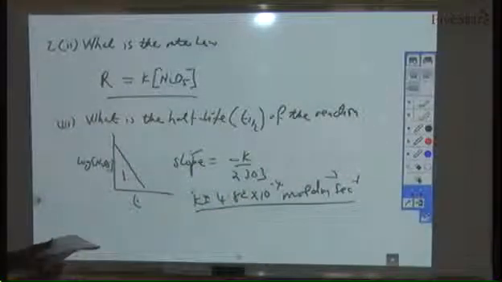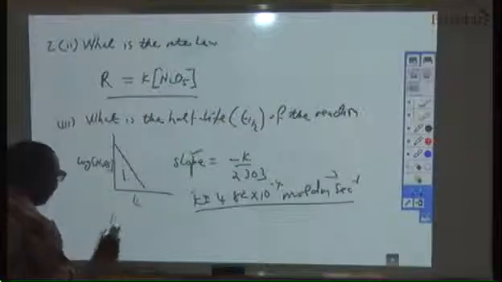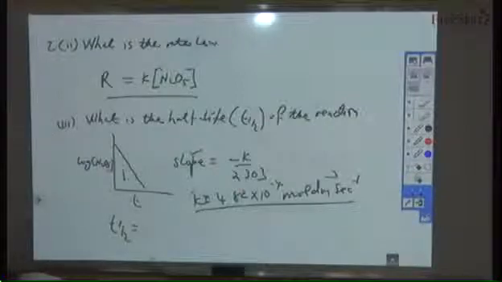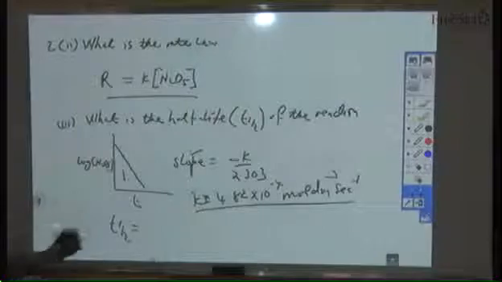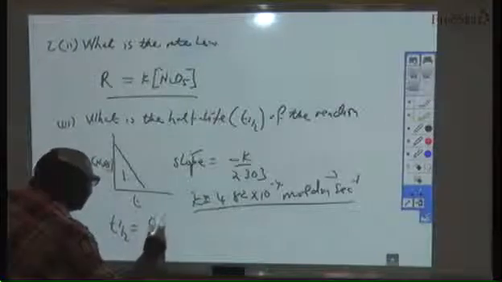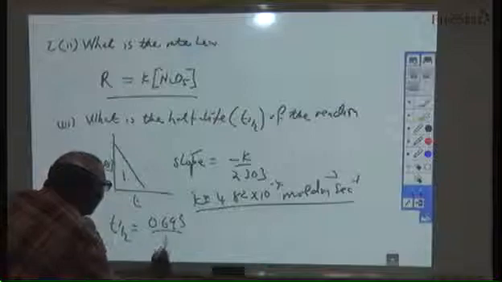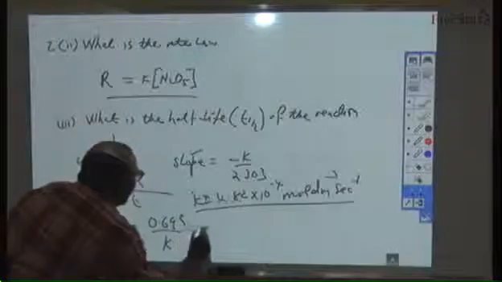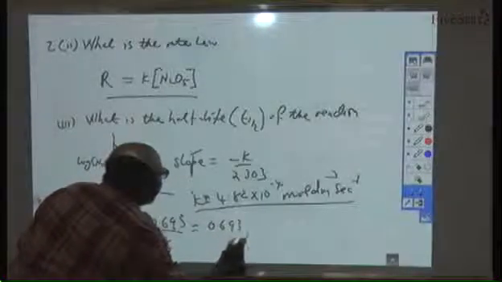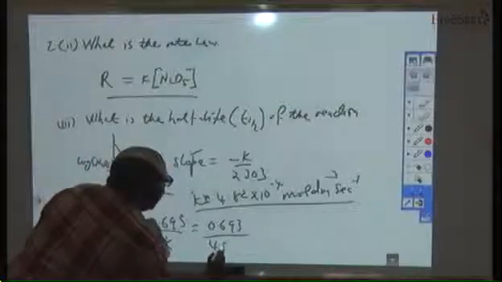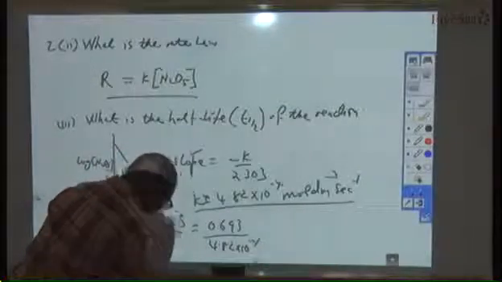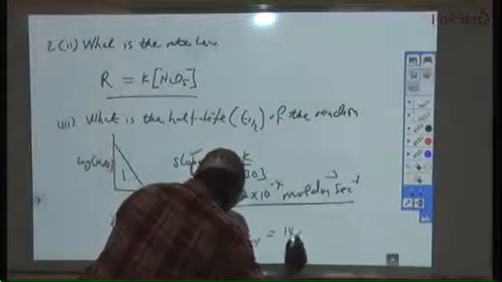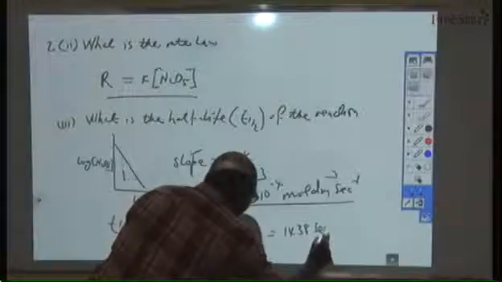Then we know that half-life for a first order reaction, when we started this, it is a first order reaction. For a first order reaction, half-life is given by 0.693 over k. If you substitute the value of k, this one is equal to 0.693 over 4.82 times 10 minus 4. If you do so, you get 1.438 seconds.